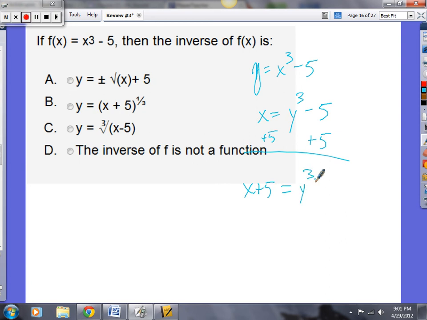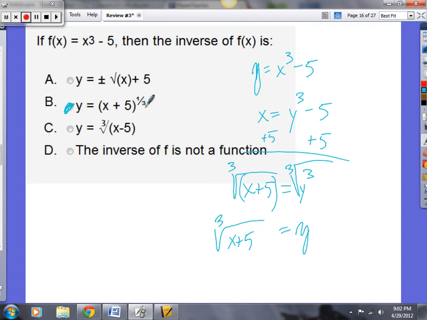Okay, now undo a cubed, you have to do cube root. So cube root and a cube cancel, so I got to take this whole thing and do the cube root. So your final answer, y equals the cube root of x plus 5. And that one is, that's a tricky one. It's actually going to be B.